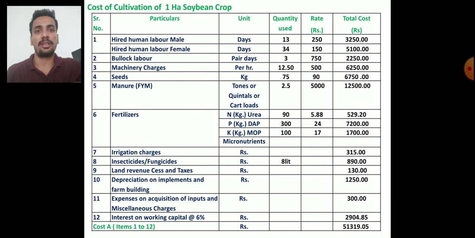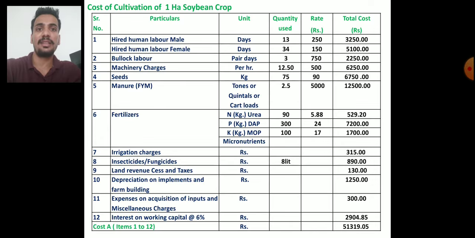Now next is manures. It may be FYM. So we have to calculate FYM in tons. For 1 hectare of soybean, I required 2.5 tons of FYM. So 2.5 into 5,000 rupees. The rate of FYM is up to 5,600 now, 6,000 now. So I required 12,500 rupees for 2.5 tons of FYM. It may be in quintals or in cart loads also. The rates are different. You just multiply the quantity into the rate, and you will get the total cost.